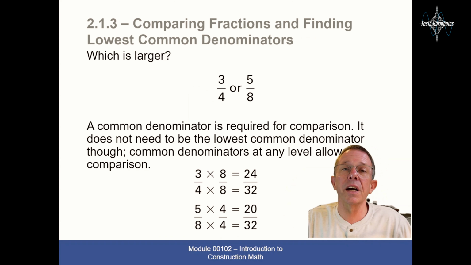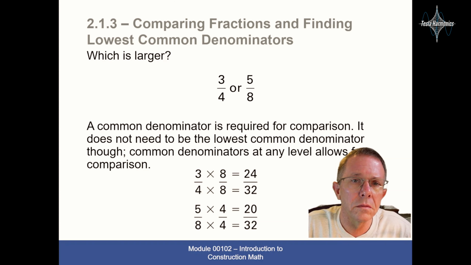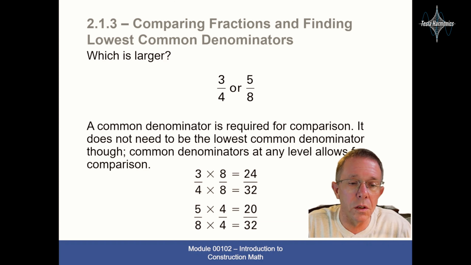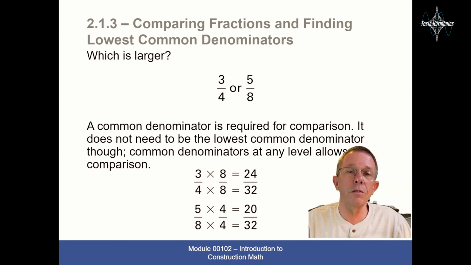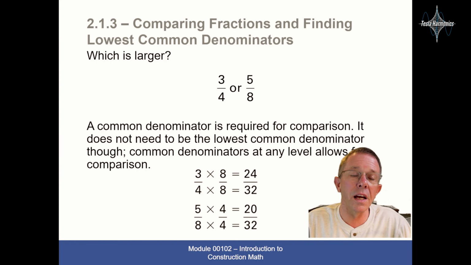Comparing fractions and finding lowest common denominators. Which is larger, 3/4 or 5/8? A common denominator is required for comparison. It does not need to be the lowest common denominator though. Common denominators at any level allow for comparison. If we work this out, we come to see that 3/4 is 24/32 and 5/8 is 20/32, making 3/4 larger than 5/8.